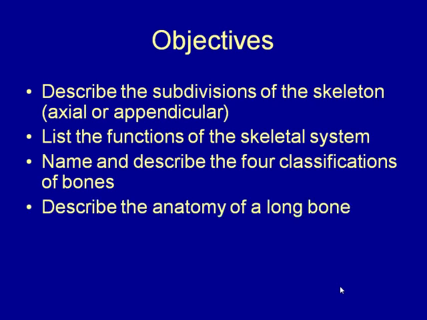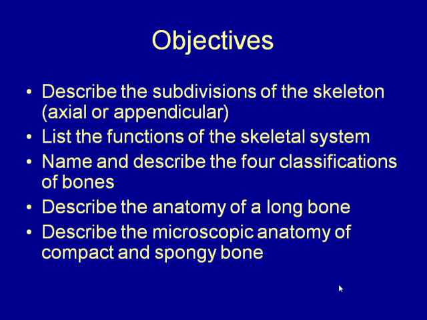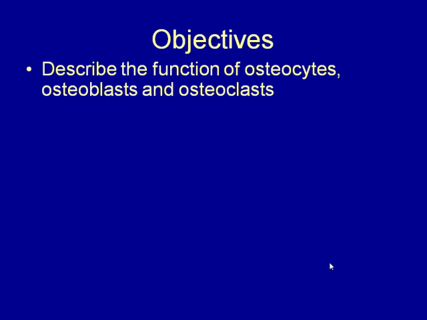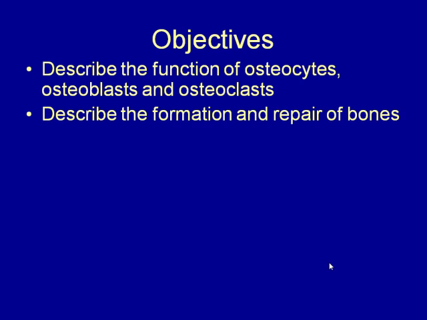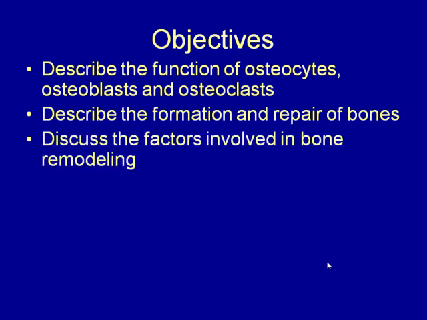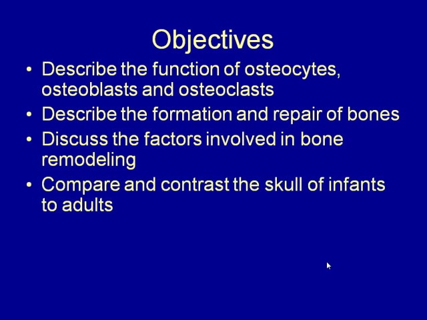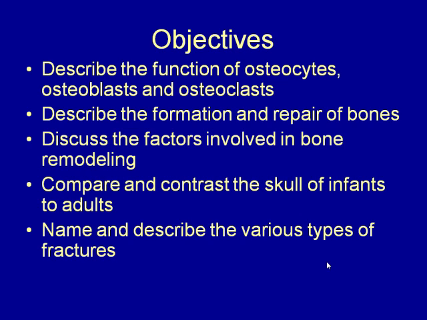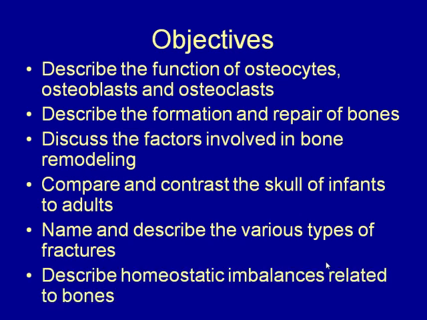bones, describe the anatomy of a long bone, describe the microscopic anatomy of compact and spongy bone, describe the function of osteocytes, osteoblasts, and osteoclasts, describe the formation and repair of bones, discuss the factors involved in bone remodeling, compare and contrast the skull of infants to adults, name and describe the various types of fractures, and describe the homeostatic imbalances related to bones.